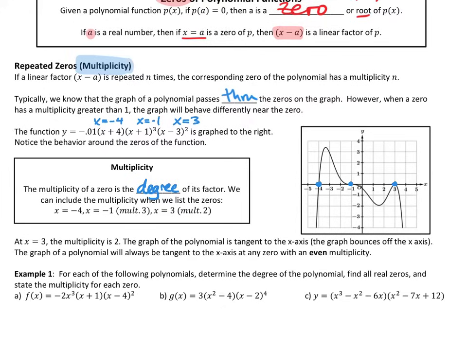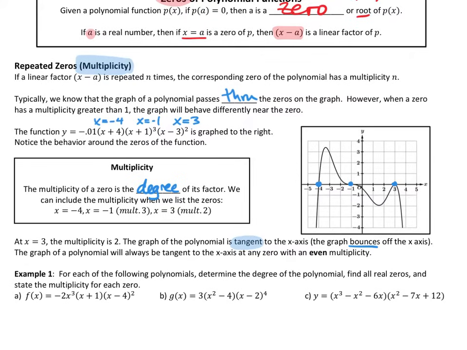Importantly, at x equal to 3, since that multiplicity is 2, the graph of the function is, we're going to highlight this word, tangent to the x-axis. Last year, you would have just used the word bounces off the x-axis. And this is exactly what it does, but that is called being tangent to the graph. Tangent means touches once and goes away.